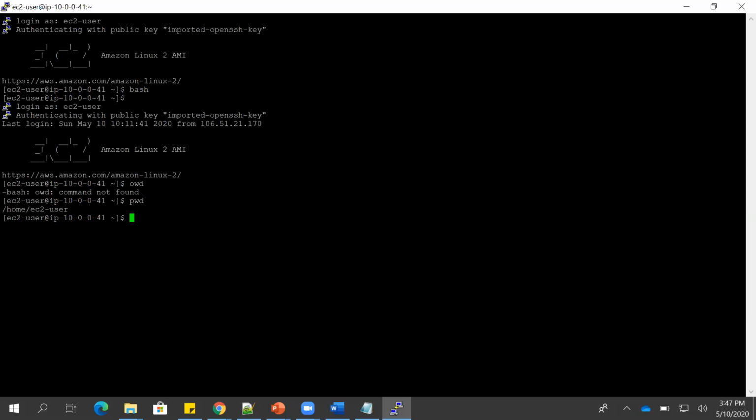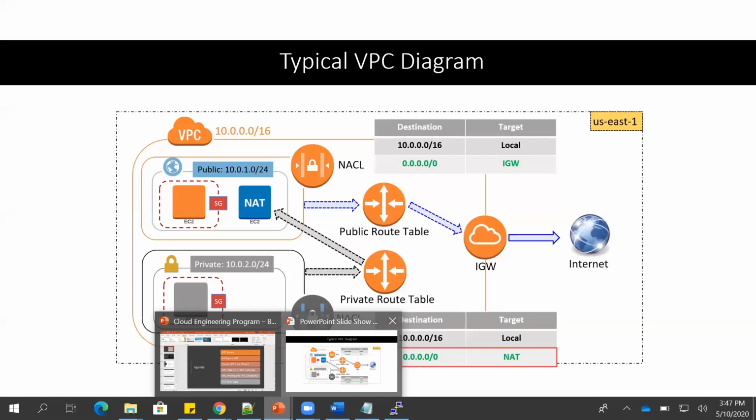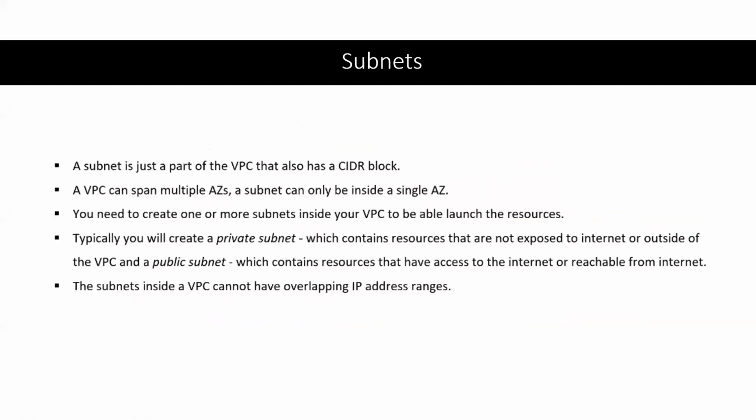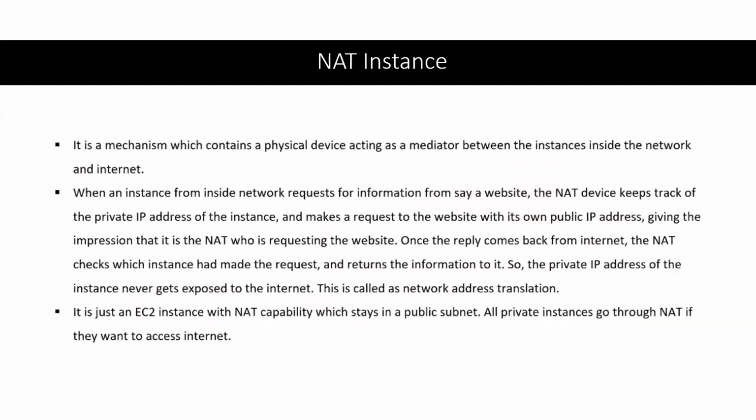So let's talk about the NAT instance then. If we are good with this, let's see what a NAT instance is and how it is helpful. Until now, we saw the subnet, VPC, and how you can create an internet gateway and route tables. Now, if I have to access the private instance, right now if you try to access it, you cannot, because we still haven't created any route for a private instance to go to the internet.